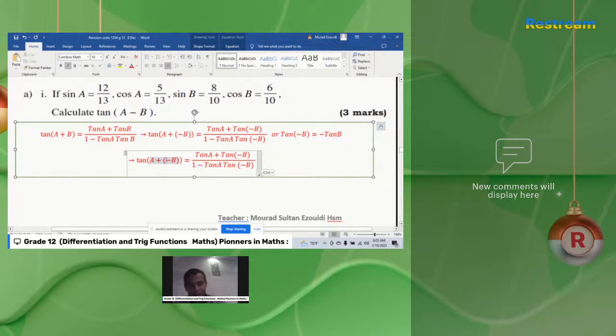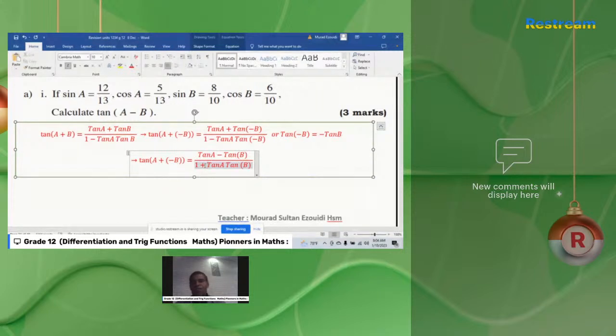I'll just now erase this one. It will be equal to tangent of a minus tangent of b, over, minus multiplied by minus gives positive, 1 plus tangent a over tangent b. So this is the formula.